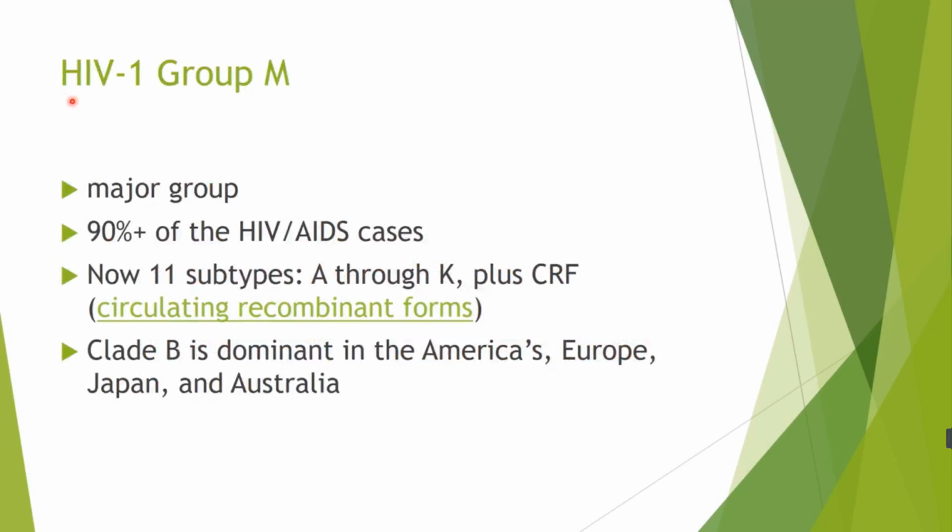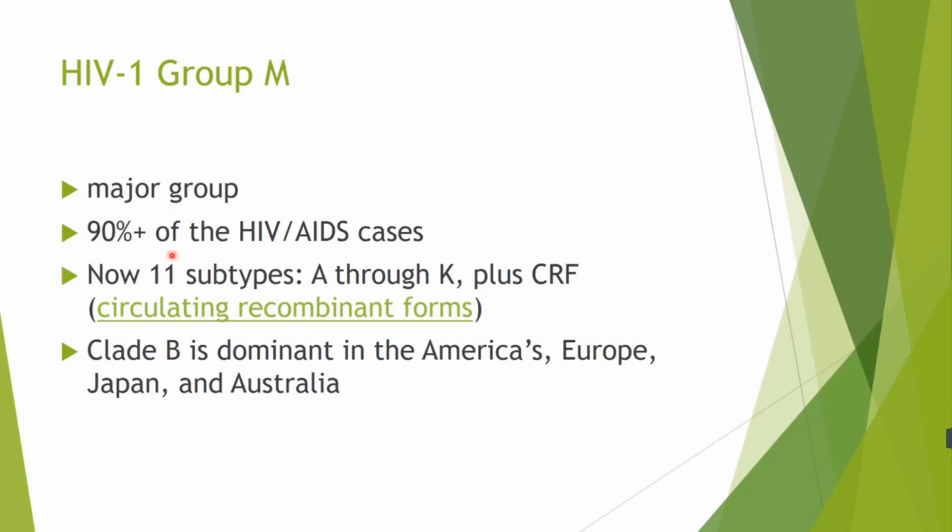Let's talk Group M. This is the major group, hence the M. It accounts for basically all of the HIV cases encountered within the world. This is the major one. We have within North America what we call clade B, and this is the predominant form that's found within North America, Europe, Japan, and Australia.